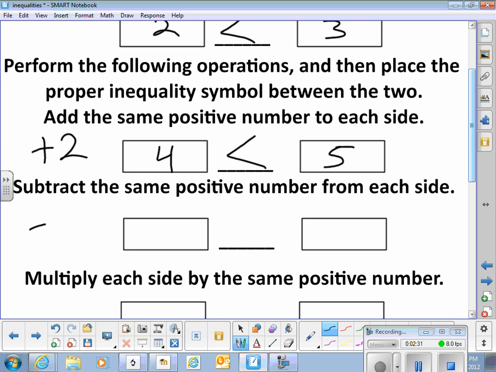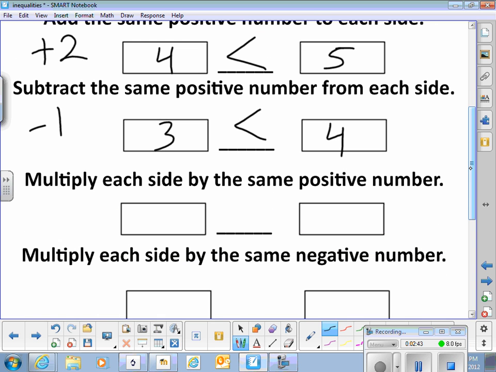Well, what if I subtract 1 from each side? 4 minus 1 is 3. 5 minus 1 is 4. 3 is still less than 4. What if I multiply by numbers? Let's multiply by 2. 2 times 3 is 6. 2 times 4 is 8. 6 is less than 8. So the inequality sign stays facing the same direction.